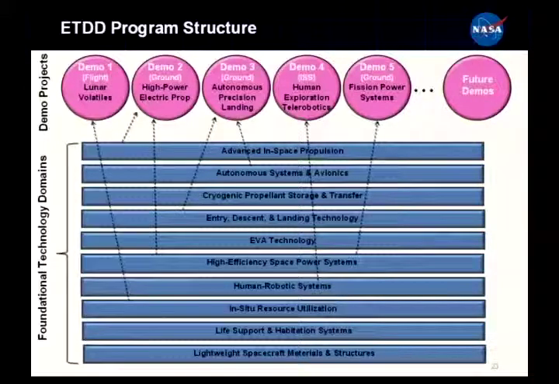And you can see that each demonstration project may involve several foundational domains. For example, the high-power electric propulsion demonstration may draw upon electric thrusters from the advanced in-space propulsion domain, and it might draw upon solar or nuclear electric power systems from the high-efficiency space power systems domain.